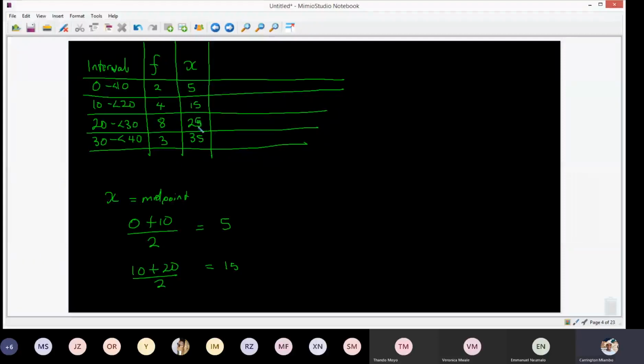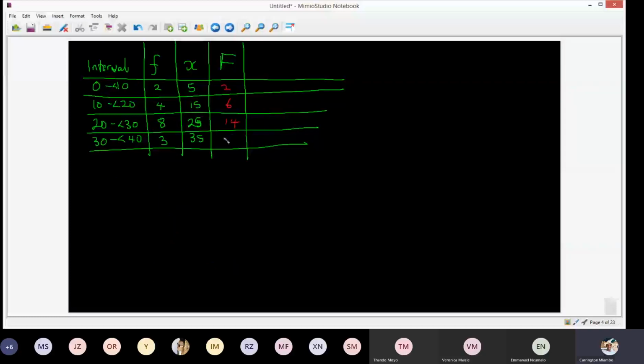Then you calculate your cumulative frequency. I want to start something very simple. Your cumulative frequency, I think you know it. How do you calculate it? 2 plus 4, 6, 6 plus 8, you get 14. Then 14 plus 3, you get 17. Right. That's what we have here.